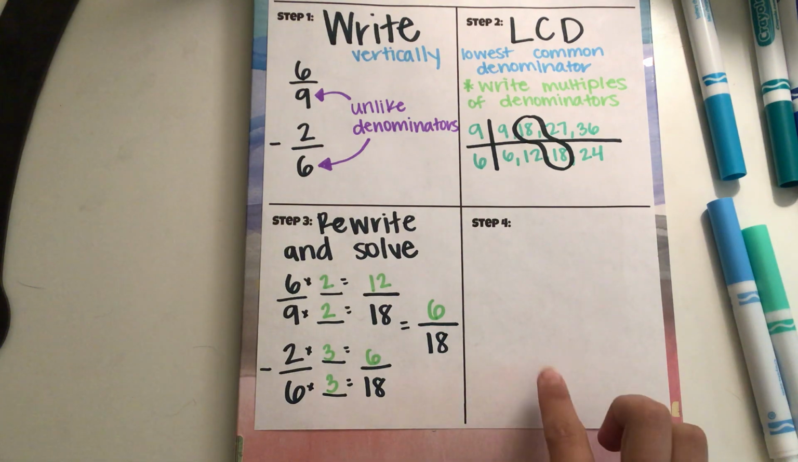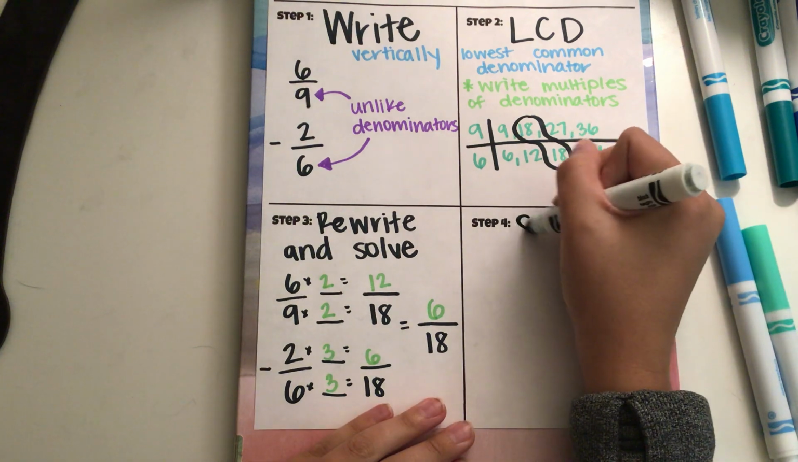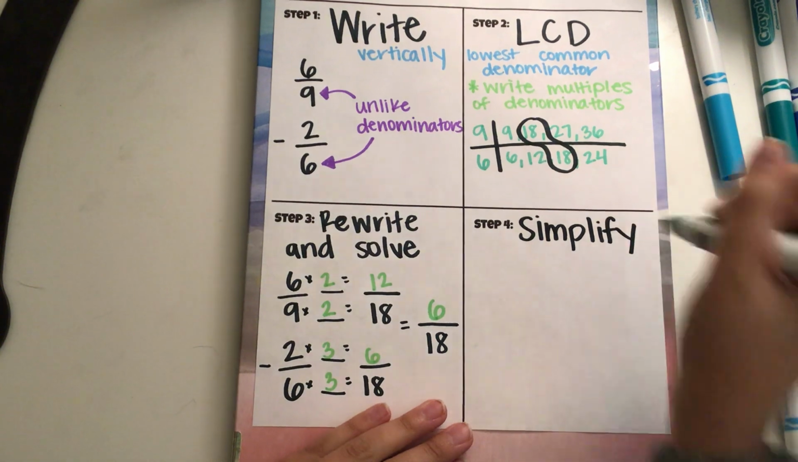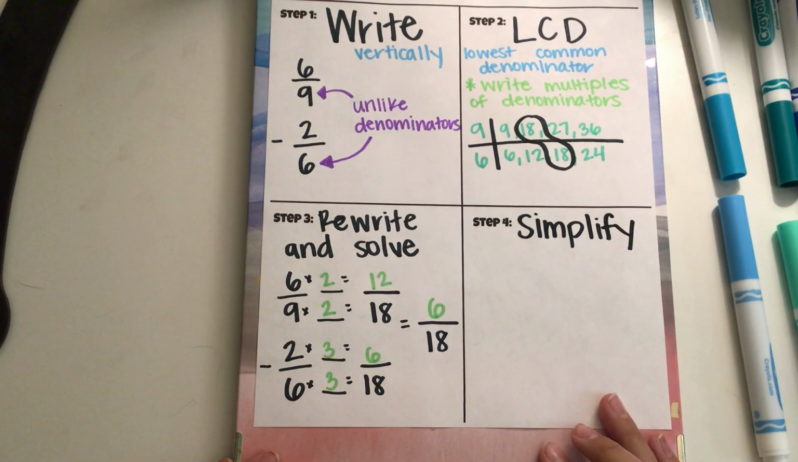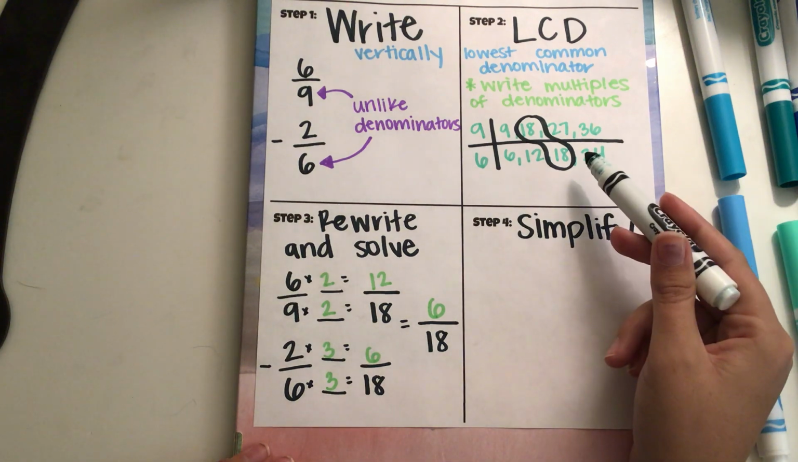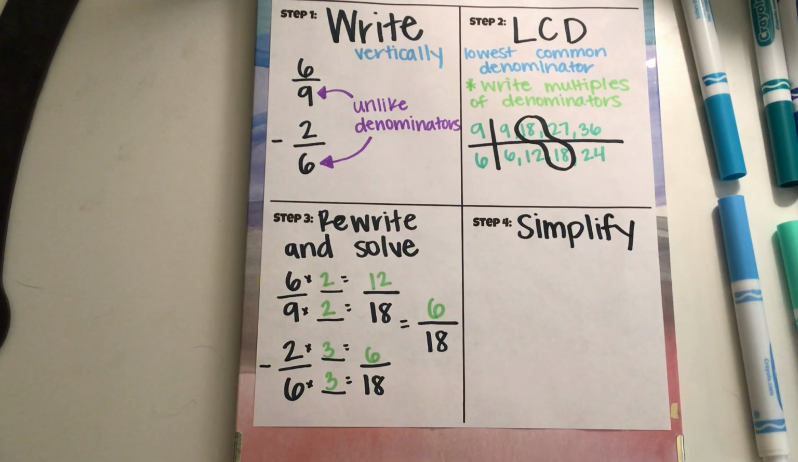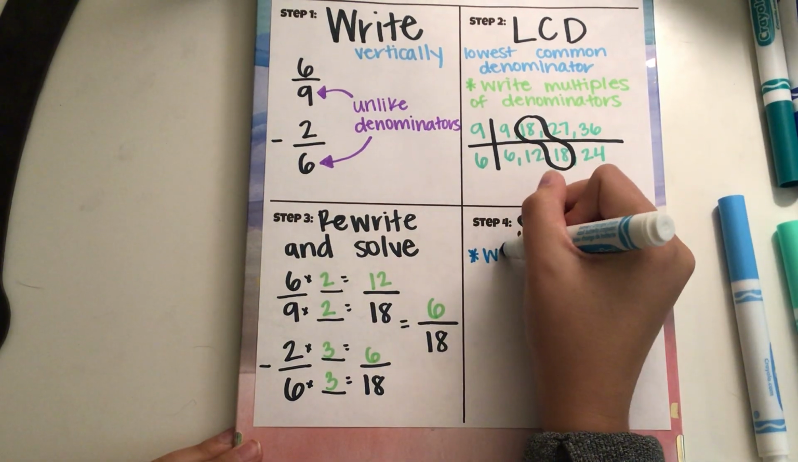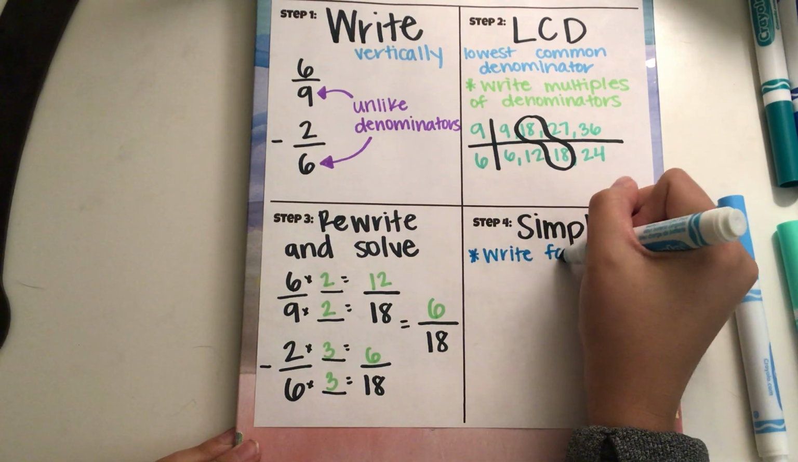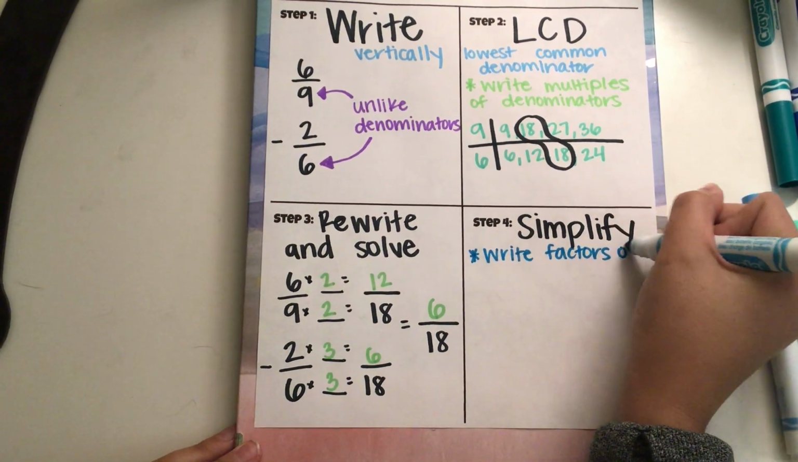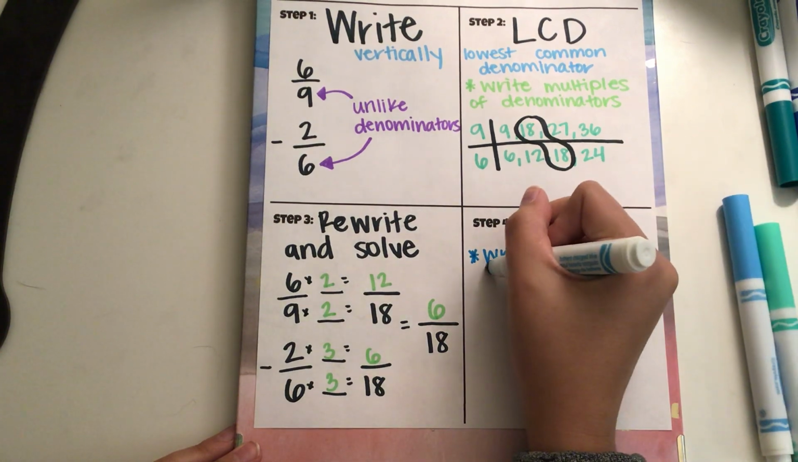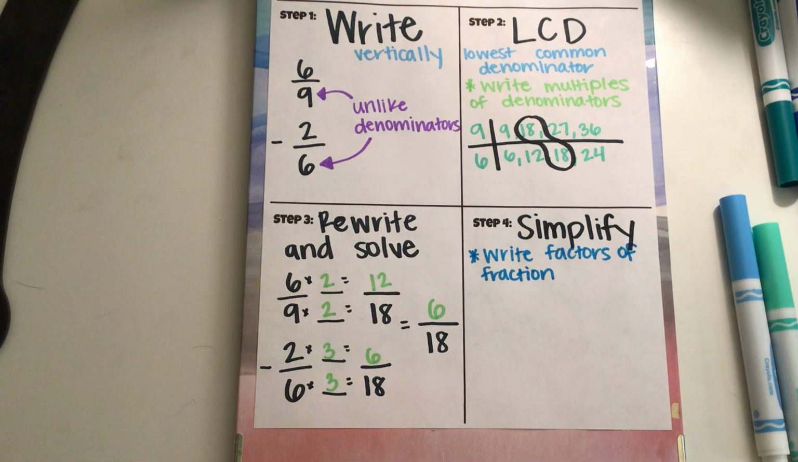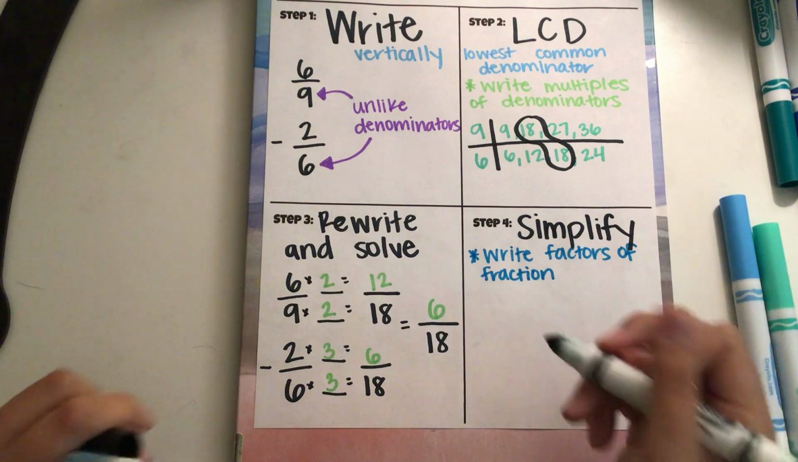So we do have one last step. Step 4 is to simplify. And just like yesterday, some problems you can't simplify, but we got to figure out if we can or not. So up top, we wrote down the multiples. Down here, we are going to write the factors. So we're going to make our little sideways T-chart again.